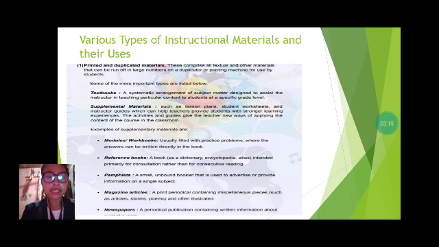Next, we have pamphlets. A pamphlet is a small, unbound booklet that is used to advertise or provide information on a single subject. Next, we have magazine articles. A magazine is a print periodical containing miscellaneous pieces such as articles, stories, poems, and is often illustrated. Next, we have newspapers. A newspaper is a periodical publication containing written information about news.